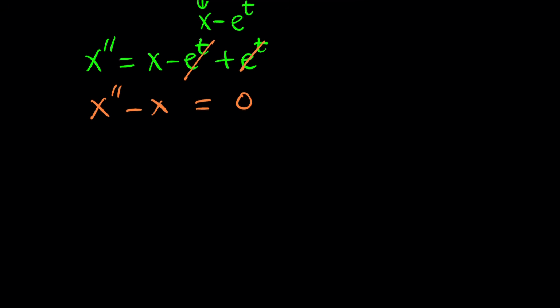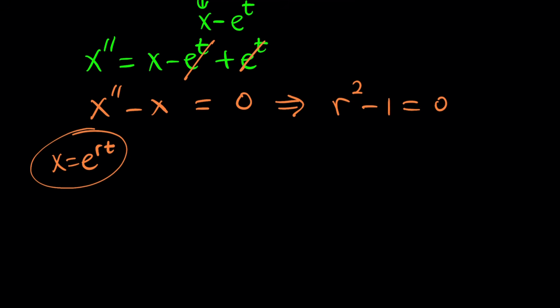Now this is cool because from here we can get the characteristic equation, which is going to be r squared minus 1 equals 0. If you don't know how the characteristic equation works, you can just replace x with e to the power rt, and then you'll get the same one. How do we know that it's going to be in this form? Because that's the type of equation that we have here. So r squared minus 1 equals 0 obviously has two solutions, r equals 1 and r equals negative 1. Both of them are going to give us solutions.